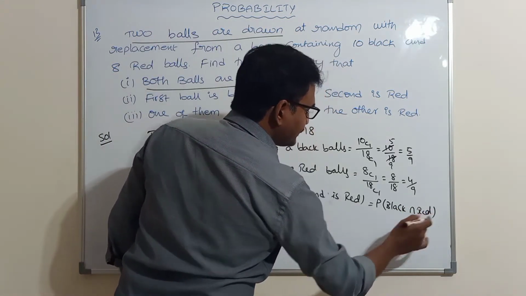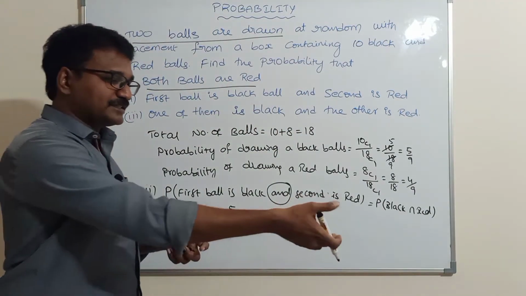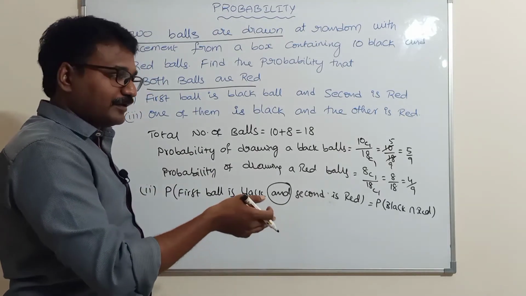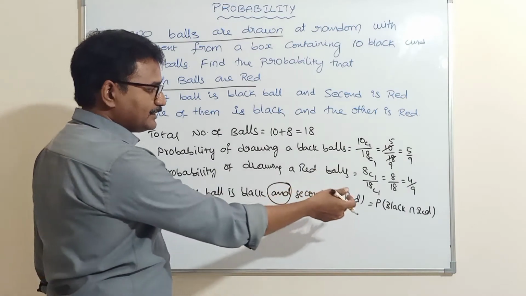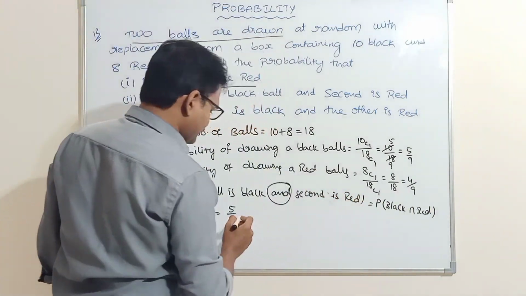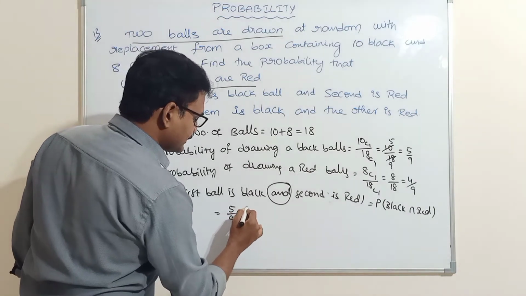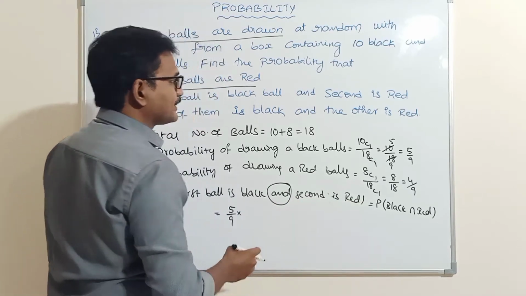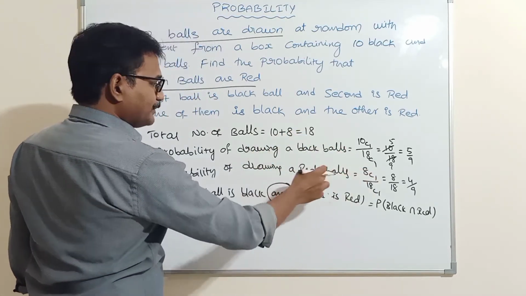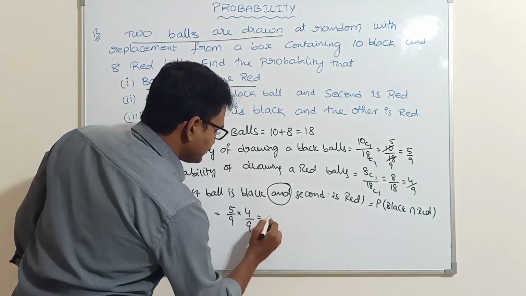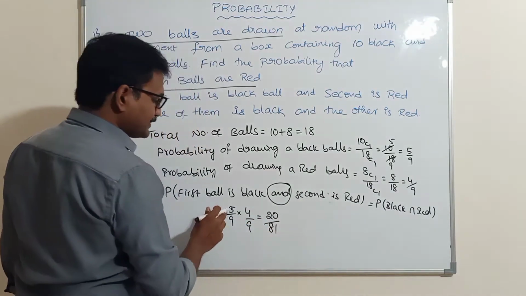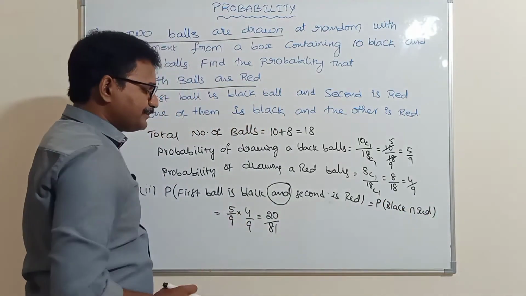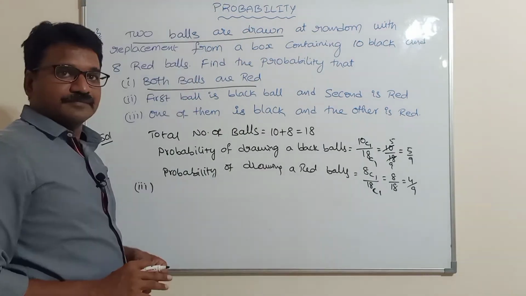Both are independent events. If they are independent, one event does not have any effect on the occurrence of the other event. So black is different, red is different. The first case is 5 by 9. The second case, the probability of drawing a red ball second, is 4 by 9. So it is 20 by 81, because for independent events, P of A intersection B is P of A into P of B.